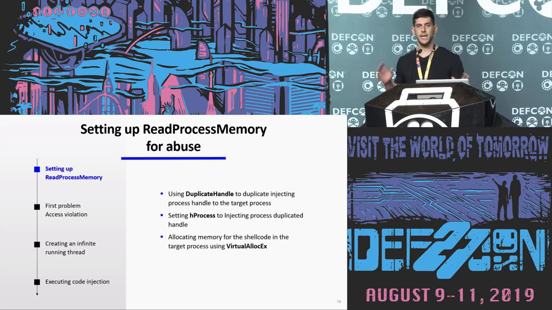Okay, so let's start setting up ReadProcessMemory. The first parameter we need to set up is hProcess. We can set it up by using DuplicateHandle. So we're going to duplicate the handle of the injecting process into the target process, and then we have the handle inside the target process. We can use it as hProcess. Then we will allocate memory for our shellcode. The dummy stack we already allocated earlier. The base address of the shellcode we already know because it's in the injecting process. And the size of the shellcode we already know because it's also something we know in the injecting process.